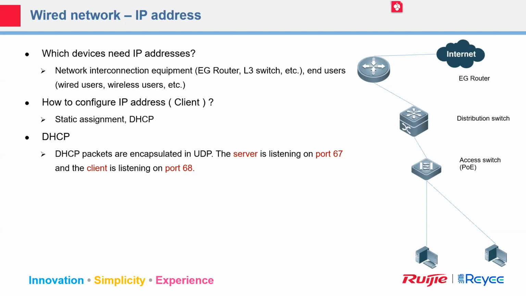If you want to know the detail about this part, maybe you can follow the YouTube channel. I will update the video to explain the detail. But for this training, you only need to know that DHCP packets are encapsulated in UDP. And with UDP, we use the port number to indicate different services. The DHCP server is listening on port number 67, and the client is listening on port 68.